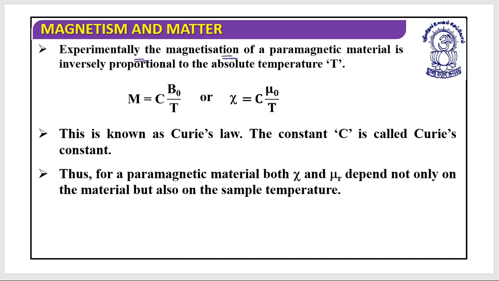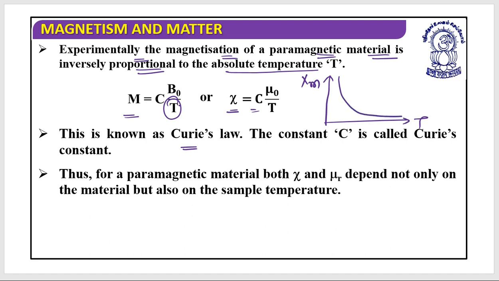Now this is their relation with the temperature. Experimentally, the magnetization of a paramagnetic material is inversely proportional to the absolute temperature T. So we can say that susceptibility is inversely proportional to T, and if the proportionality symbol is removed, it can be replaced by a constant: C into mu naught divided by temperature. This is known as Curie's law. The graph has been plotted something like this.